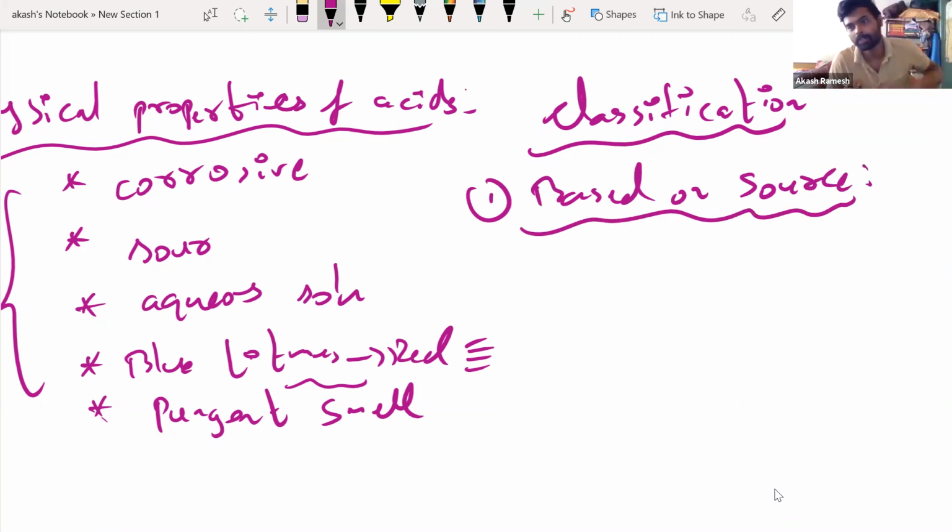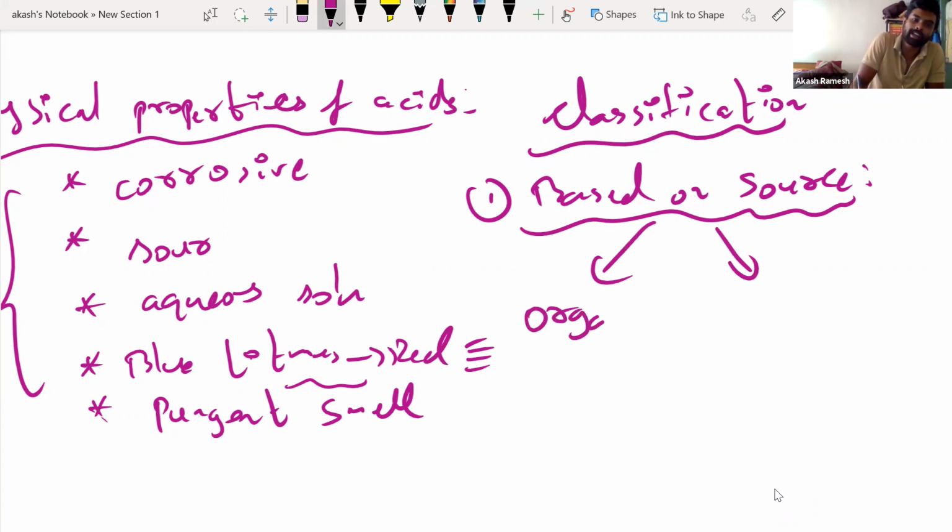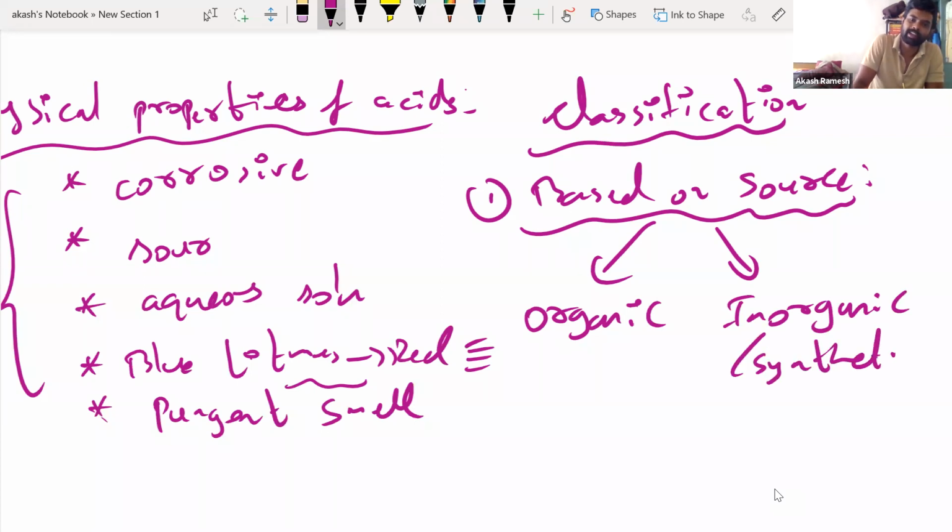Right? First one is based on source. Where do you obtain these acids from? Based on that, I will be able to speak about this. Under this, I have two categories. One is what are called organic acids. Another one is inorganic, which is also called synthetic acids.